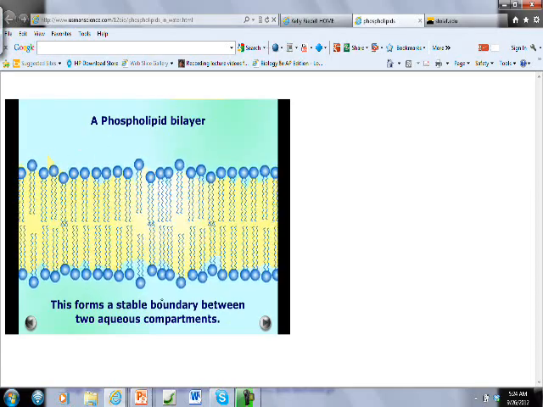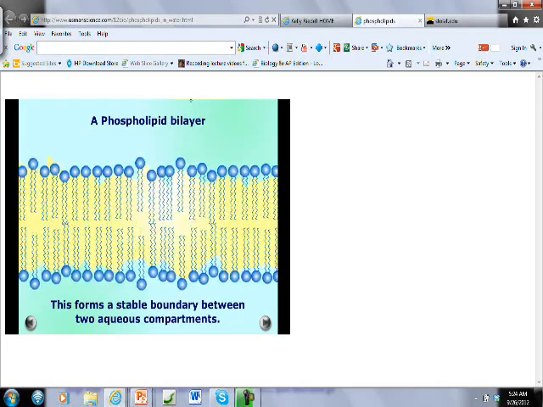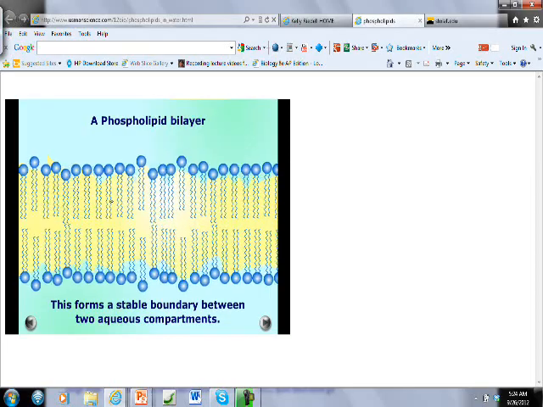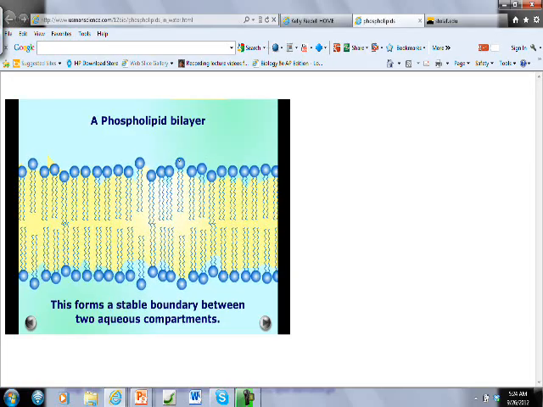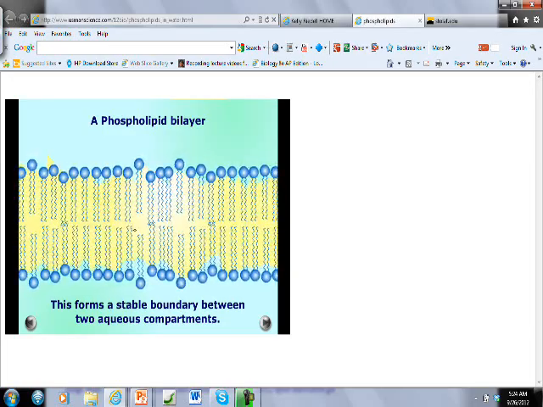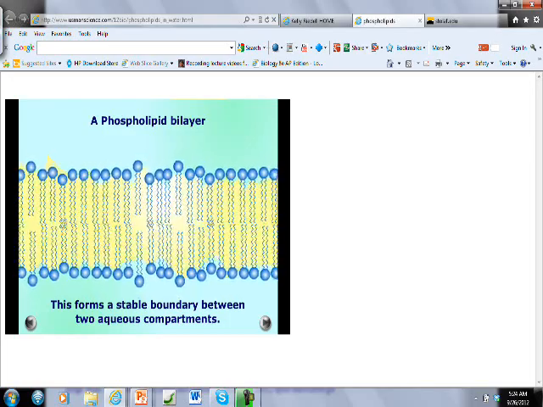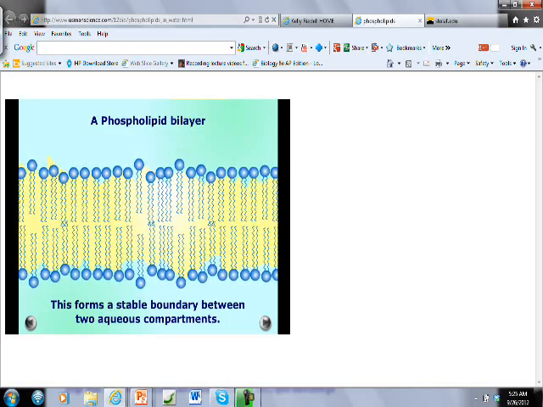And notice now, you have water on both sides. Your heads are oriented so they can touch the water. And your tails are in the middle, kind of like a sandwich, where the heads would be the bread and the middle would be whatever is in your sandwich, like peanut butter, and makes a boundary, right? It allows us to separate.